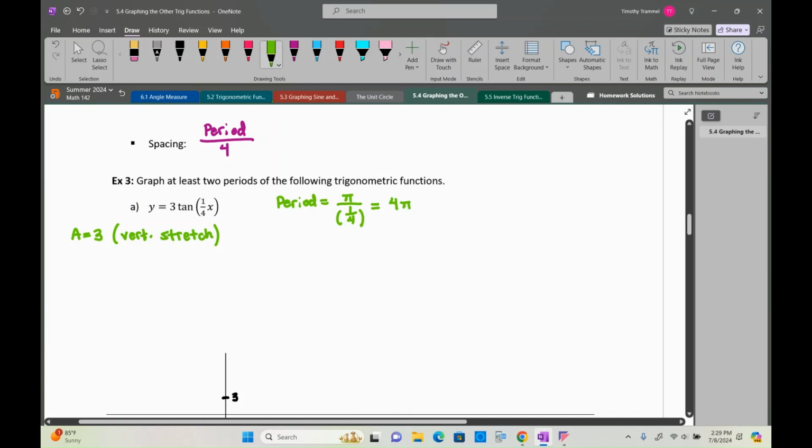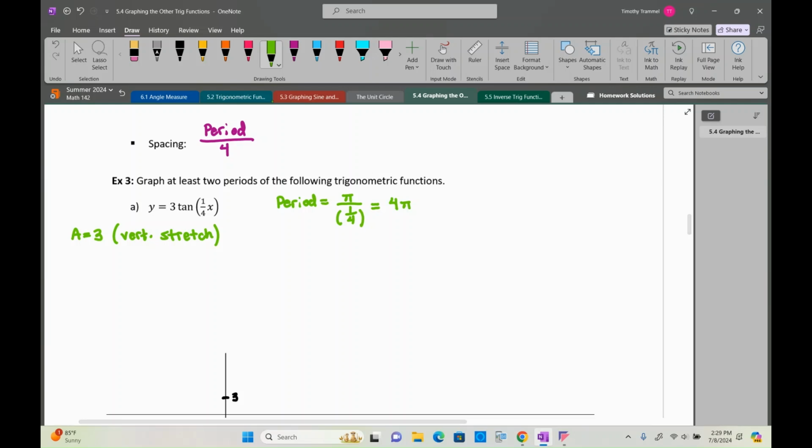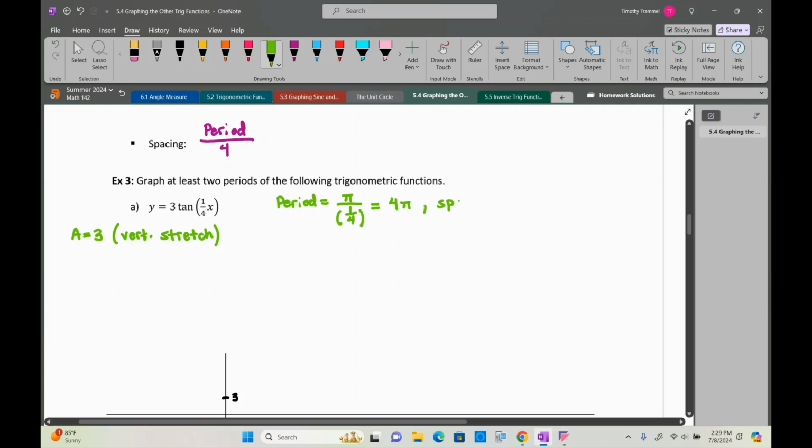So that's our period. And so that means for our spacing, we just want to take the period and divide by 4. There's the period, divide by 4, and we get pi. So it's pretty nice spacing.